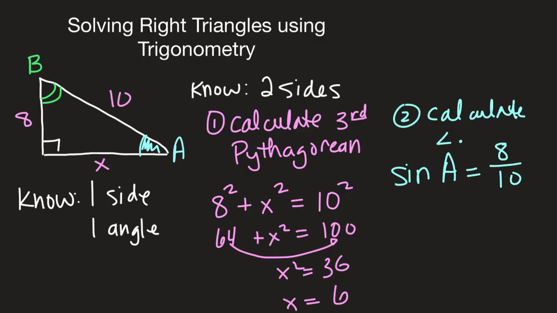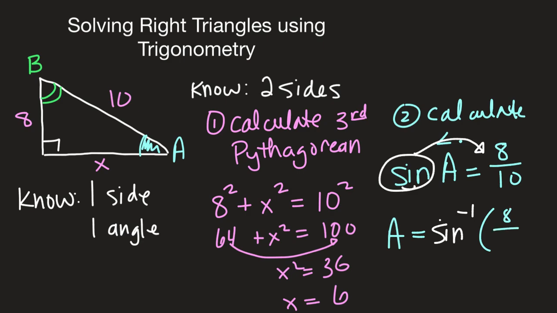Now since A is our variable we're trying to solve for, I need to get rid of sine. So how do I move sine to the other side of my equation? We do the inverse. So inverse sine of 8 over 10. And this is what we plug into our calculator. And since we're in degree mode, our calculator is going to give us an answer that happens to be in degrees. So angle A is 53.1 degrees.